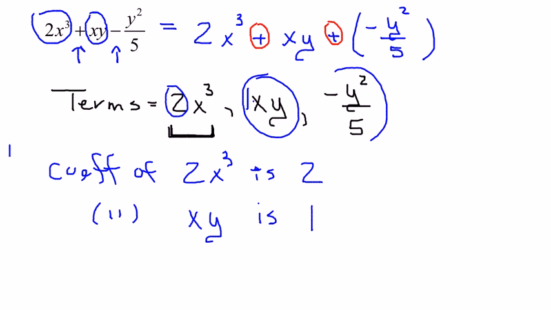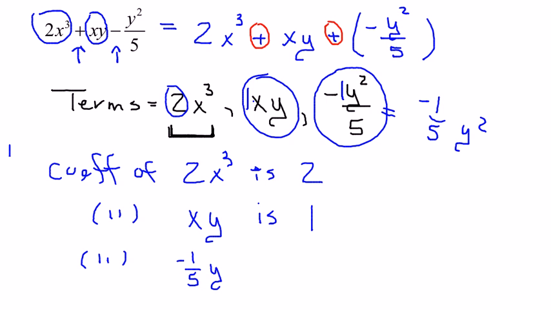Now, on this last one here, you have a negative y squared divided by 5. So you're kind of unsure of what's really in front of the y. Well, we know here that there's a little implied 1, but what that can consist of is actually saying that's equal to negative 1/5 times y squared. So our coefficient of negative 1/5 y squared is negative 1/5.